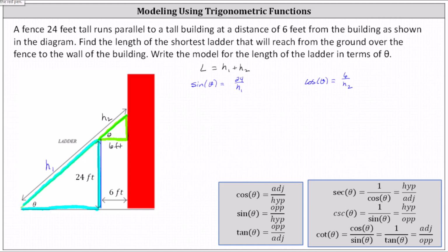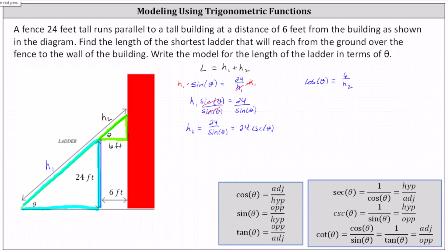Solving the first equation for h sub 1, we begin by multiplying both sides by h sub 1. Simplifying, we have h sub 1 sine theta equals 24. Next, we divide both sides by sine theta. Simplifying, h sub 1 equals 24 divided by sine theta. Because 1 divided by sine theta equals cosecant theta, we can also express h sub 1 as 24 cosecant theta.